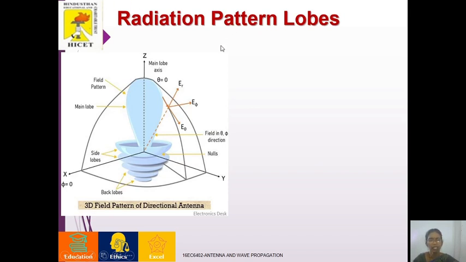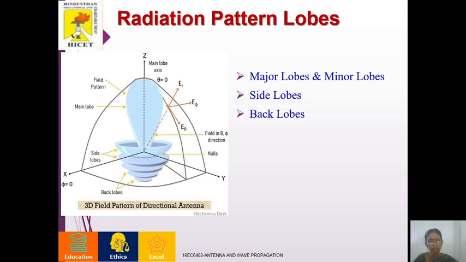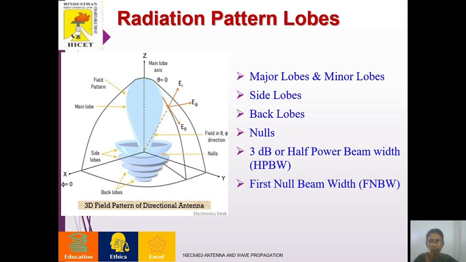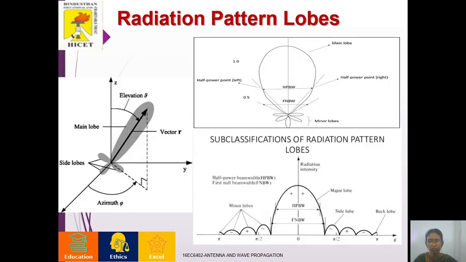Radiation pattern can be shown in the form of various lobes present in the pattern representation. The lobes are major lobes and minor lobes, where the minor lobes consist of side lobes and back lobes. Together with that, we have the null directions, followed by the measurements within the major lobe taken as half power beam width or 3 dB beam width, and beam width between the first null or first null beam width.